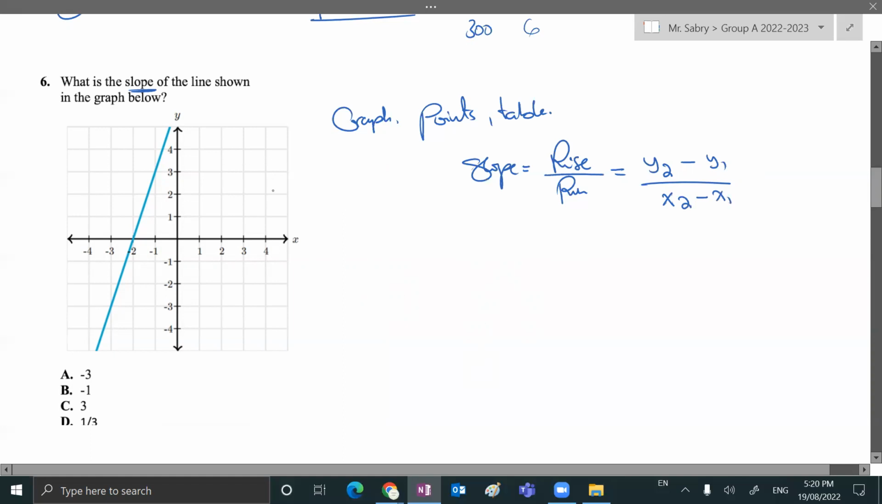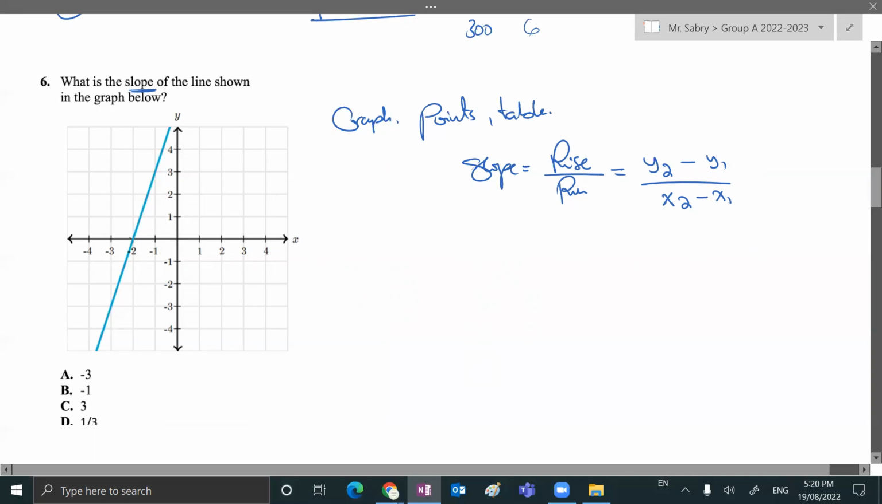Now, notice please that there are two ways to do this. I can count how many rise and how many run and get the slope right away. Or I can take points from the graph and calculate y2 minus y1 over x2 minus x1, whatever I prefer.